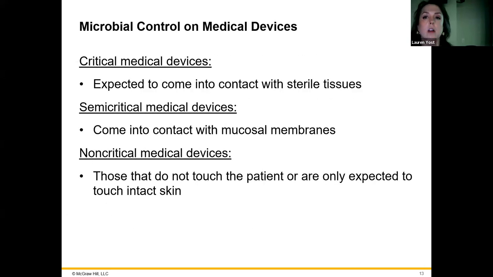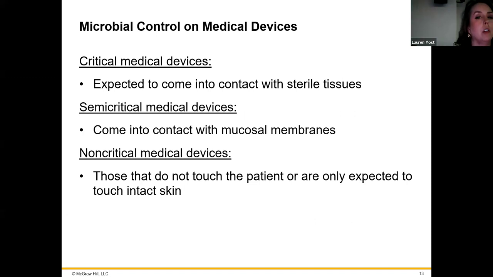Okay, that brings us to this concept of how we can divide things up based on how critical or useful they are in medicine. This just means that we can look at things and say, this doesn't need to be sterilized completely, or this does, or whatever it is. We can divide it up based on our needs, on our use.